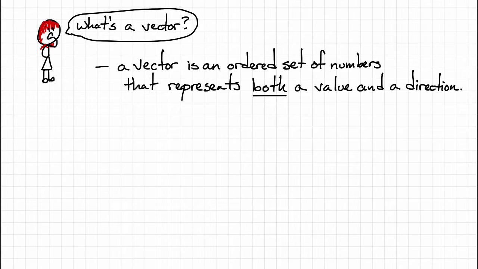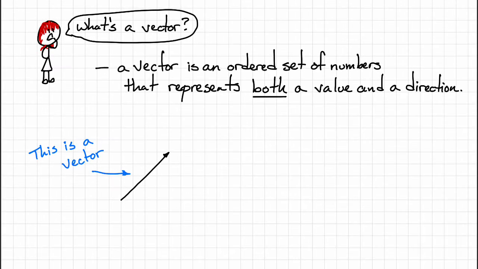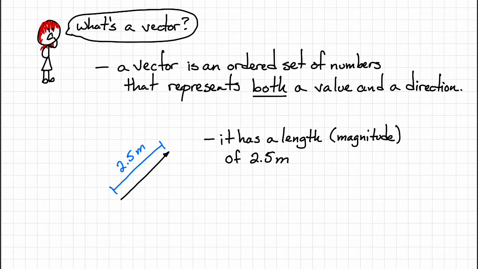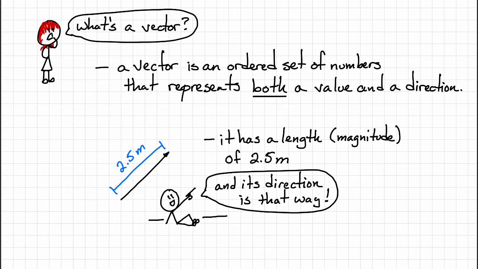And what is a vector? A vector is an ordered set of numbers that represents both a value and a direction. This arrow is a representation of a vector. It has a length or magnitude of 2.5 meters, and its direction is kind of up and to the right. We'll talk about how to find the direction of a vector later.